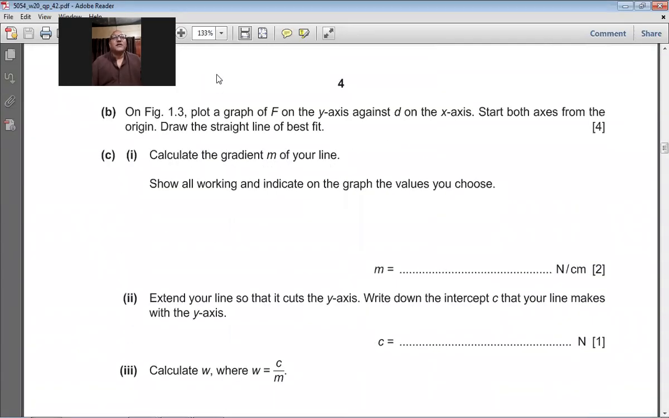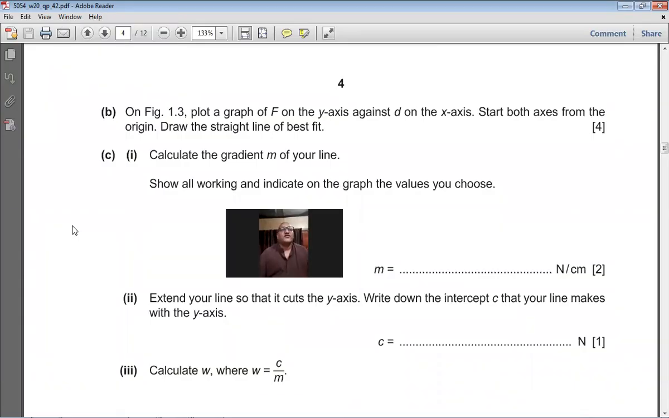Then the B part. Question number 1 and its B part is coming up on your screen. He says, on figure 1.3, plot a graph of F on the y-axis against D on the x-axis. Start both axes from the origin. Draw the straight line of best fit. It's a 4-mark question, question number 1, B part.